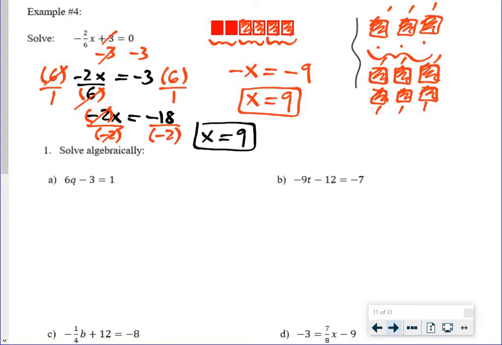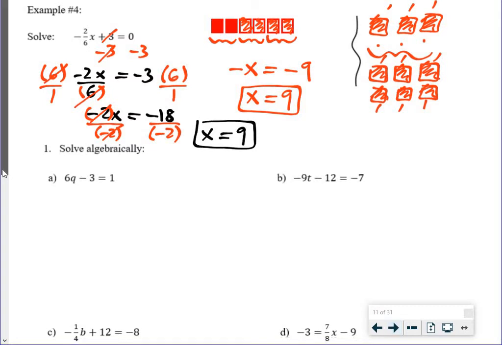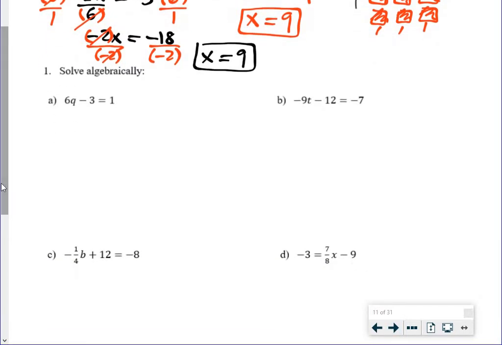Alright, let's work through a few more examples. We'll just stick with symbolically. You can construct a model if you like, you can draw a set of scales, but I'm just going to stick with symbols because it's a little more efficient and quick. I want to get q entirely on its own, so I'm going to get rid of the 3. Negative 3 plus 3 is 0. So I have 6q remaining on the left, and 1 plus 3 on the right is 4.